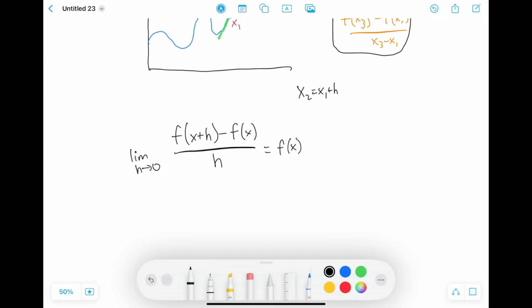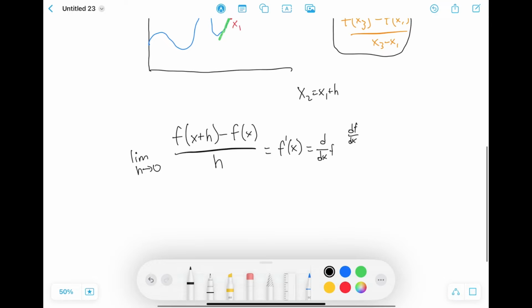And we can write this as f prime. We can write this as d over dx of f, or df over dx. These are the same thing. These are the two main forms you'll see it: either this form right here with the apostrophe, or with this d over dx kind of thing.